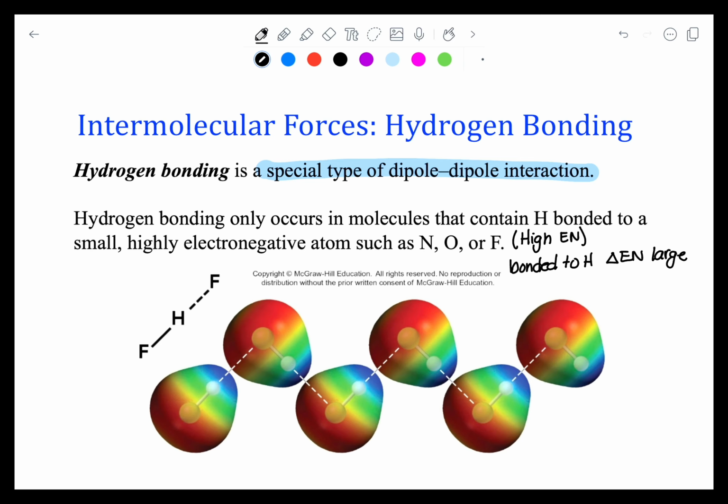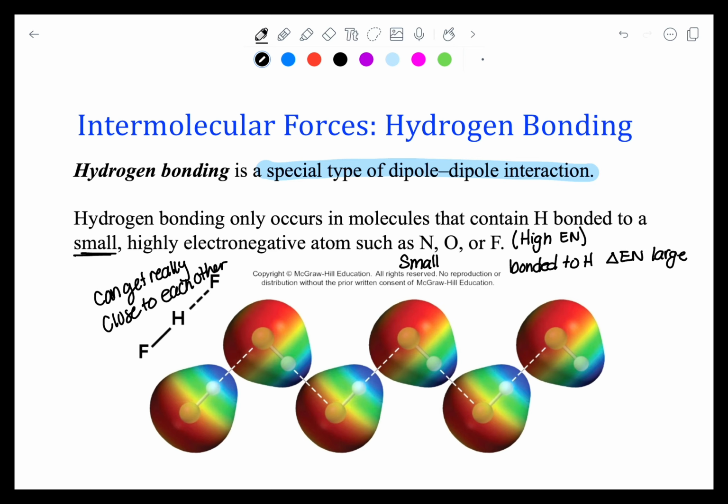Okay, and because these atoms are so small, they're at the very top of the periodic table, so it's also that they're small. That means they can get really, really close to the neighboring molecule. Their atomic radii are so small that they can get really close. And the closer they are, the stronger that interaction is.